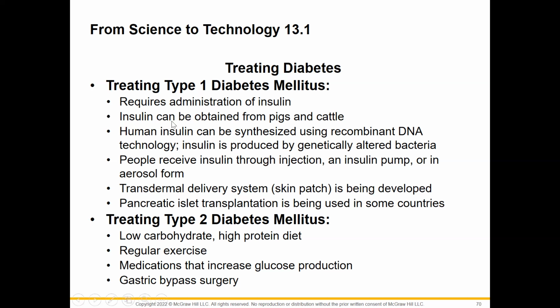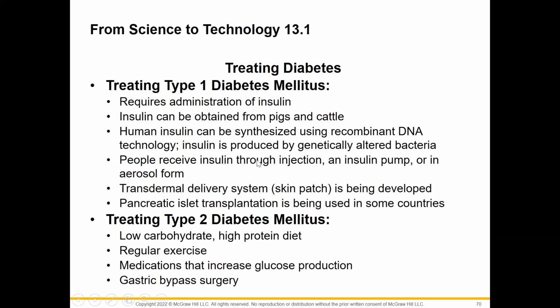This insulin is typically obtained from pigs and cows. Human insulin can be synthesized using technology, recombinant DNA technology. Insulin is produced by genetically altered bacteria. So, this is where microbiology comes in. They looked at these bacteria and they found a way to inject the insulin producing mechanism into these bacteria so that then the bacteria is producing insulin that can then be cleaned up, put into a vial, and then that person can inject it.